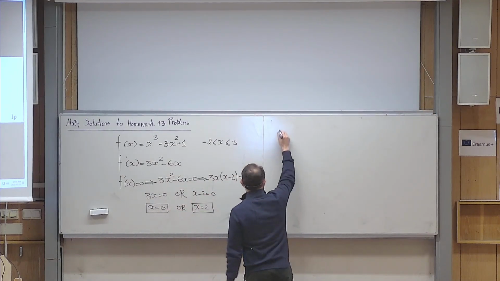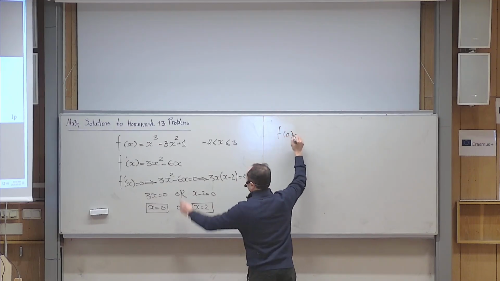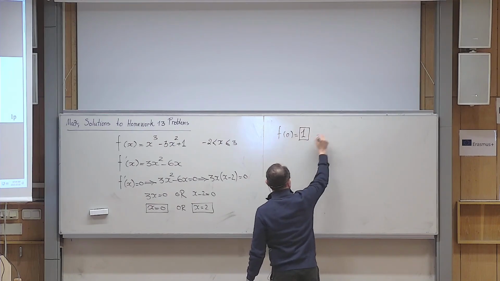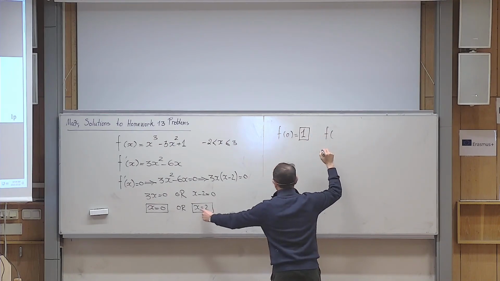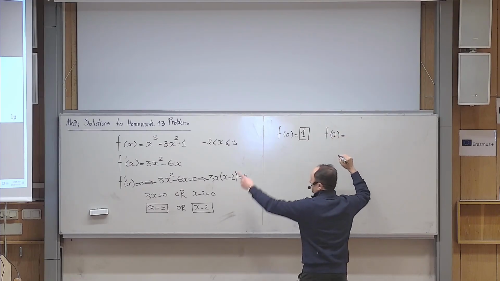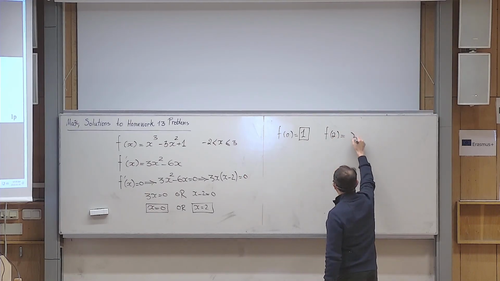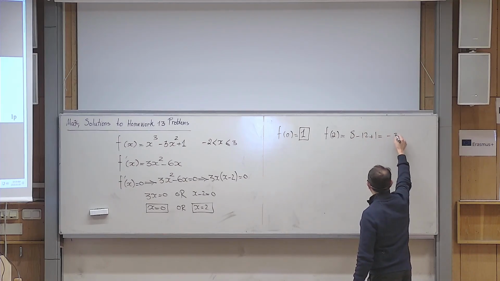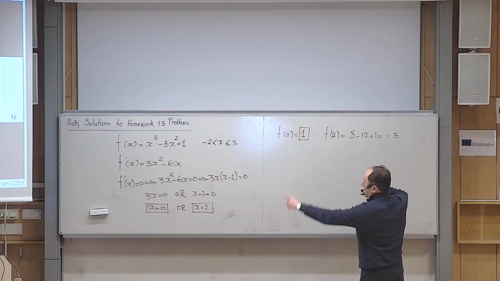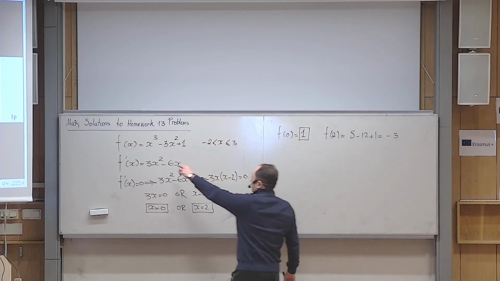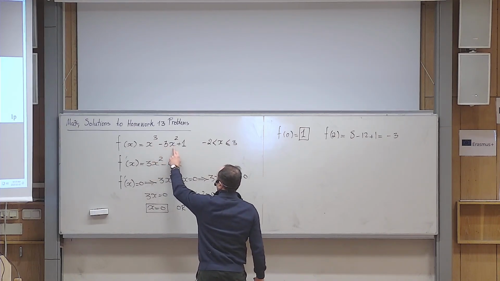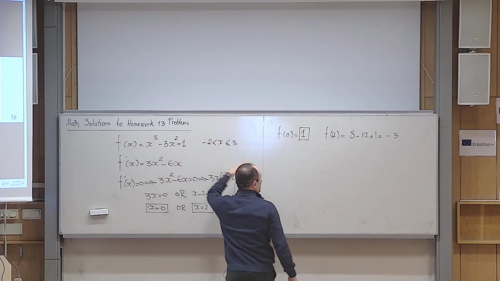F of 0, very simple. I replace x with 0, the answer is 1. Put these numbers in the box. The next one, f of this number, I calculate by putting 2 there. So it becomes 8 minus 12 plus 1, is what? Minus 3. Am I right? So I put 2 there. Yes? It becomes 8 minus 12 is minus 4 plus 1, minus 3.